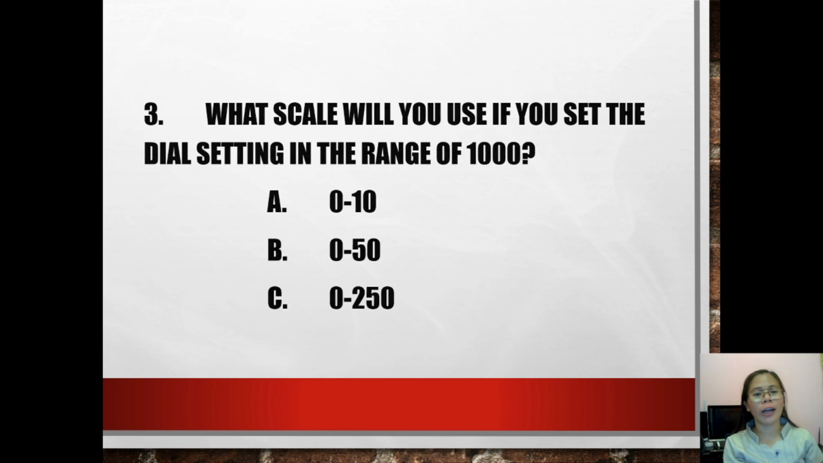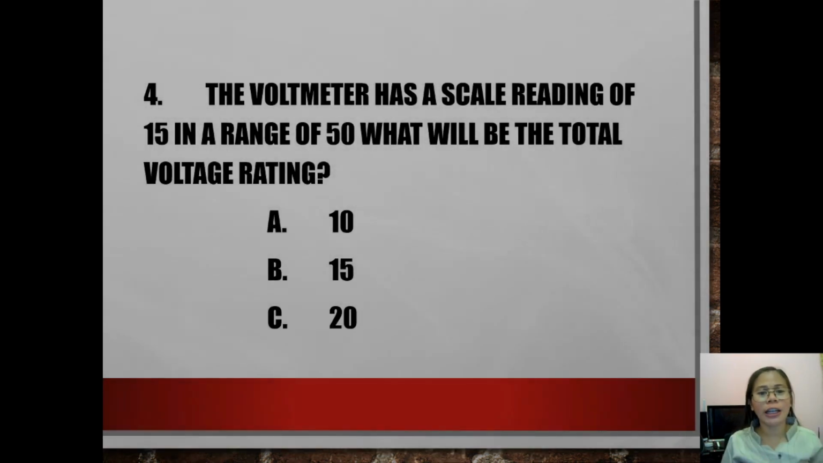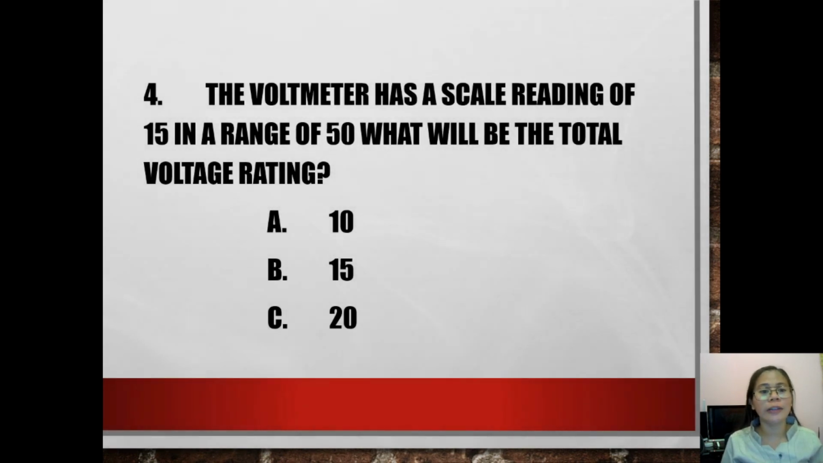Alright, number 4. The voltmeter has a scale reading of 15 and a range of 50. What will be the total voltage rating? Letter A, 10. Letter B, 15. Letter C, 20. Okay, again, number 4. The voltmeter has a scale reading of 15 and a range of 50. What will be the total voltage rating? Letter A, 10. Letter B, 15. Letter C, 20.